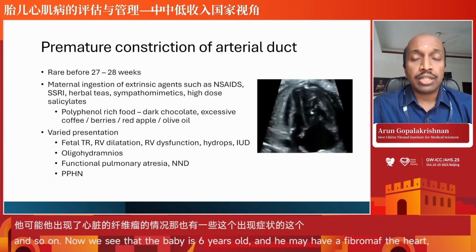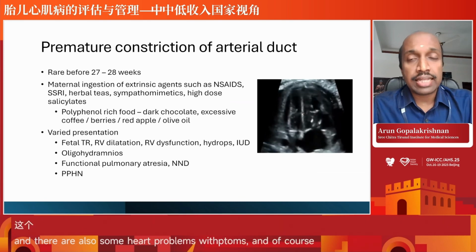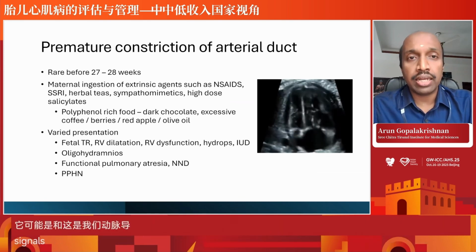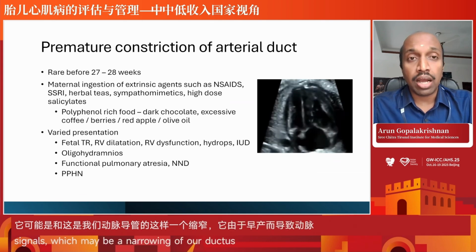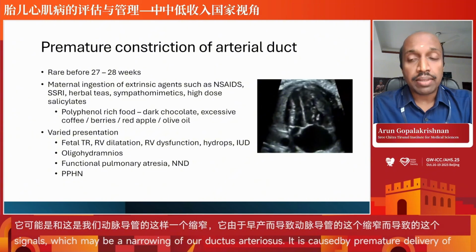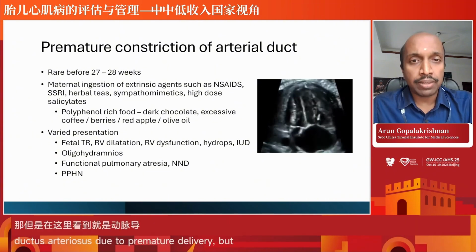So some of these abnormalities may relate to changes that happen in structures that are essential in fetal life, like the arterial duct. When the PDA, which is supposed to be patent in fetal life, unfortunately closes off, that is an ominous entity in fetal life and can lead to heart failure. Now, how does that happen?